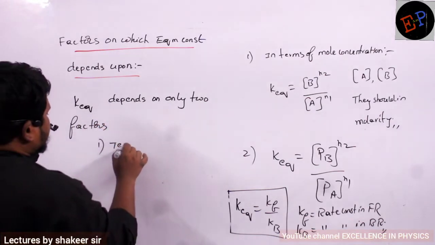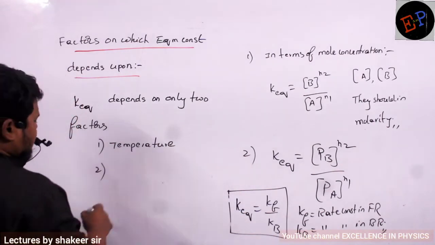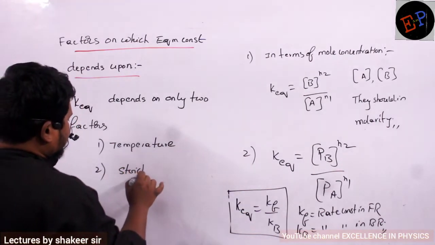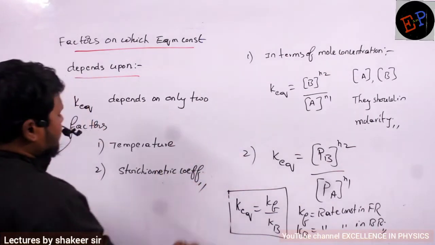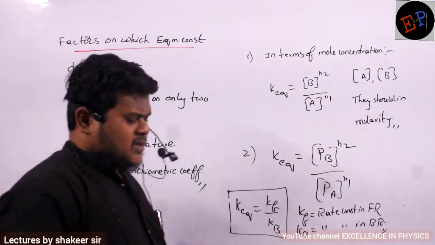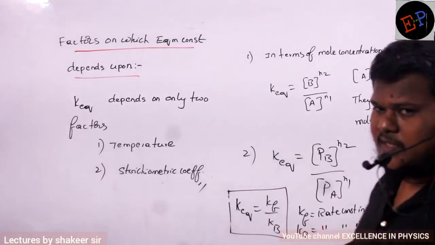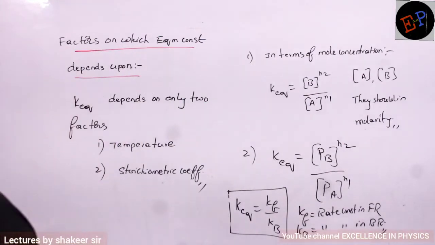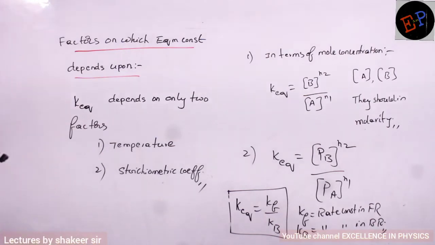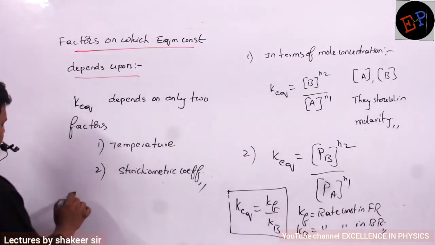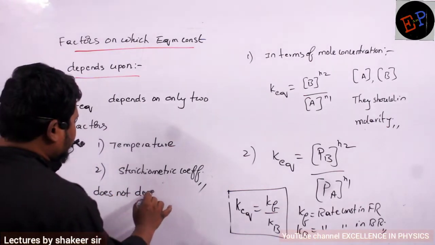The first factor is the temperature of the gas or of the reaction. The second one is the stoichiometric coefficient. So the equilibrium constant of any reaction depends only on two factors. One is the temperature at which the reaction is happening, and the second one is the stoichiometric coefficients which are present. It does not depend on the remaining factors.